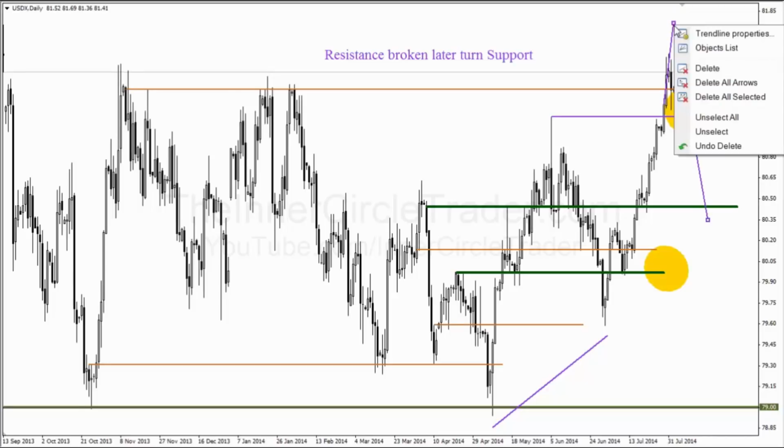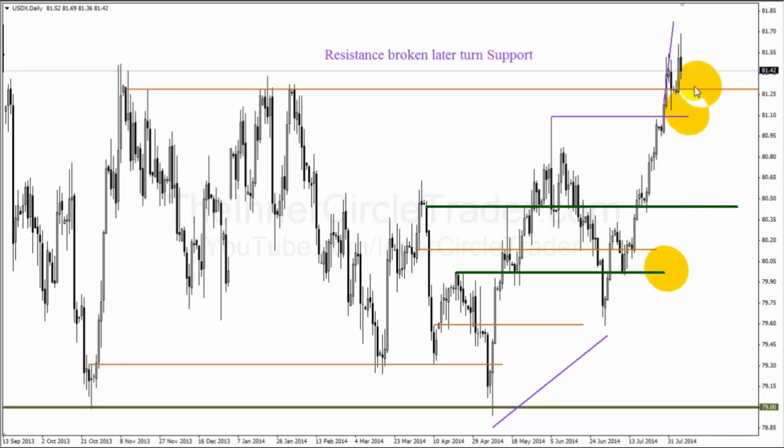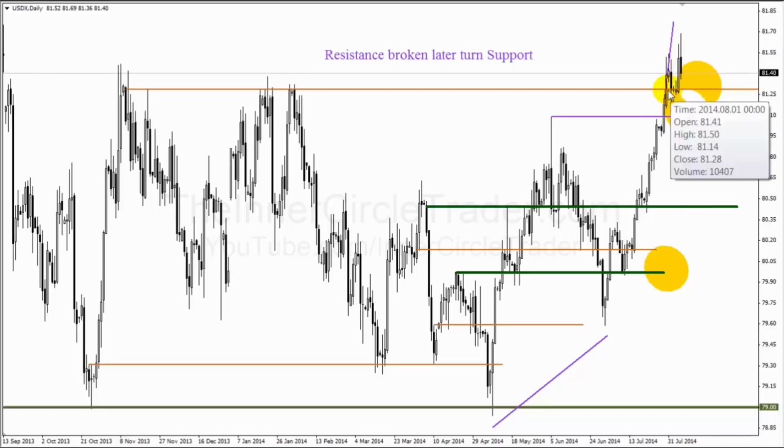Okay, and this line here is just to represent if these two levels give way, we would come back down to this level and expect some sort of support to come underway. Now, when price comes back down to this level, even though it sweeps below it previous Friday, look where it closes. It closes right at that same level.